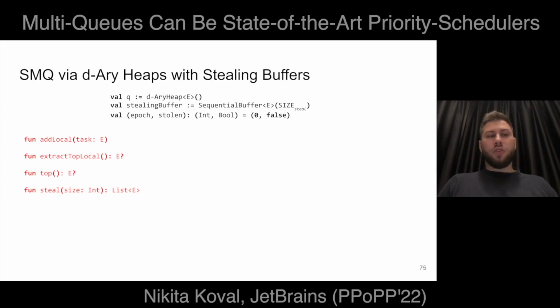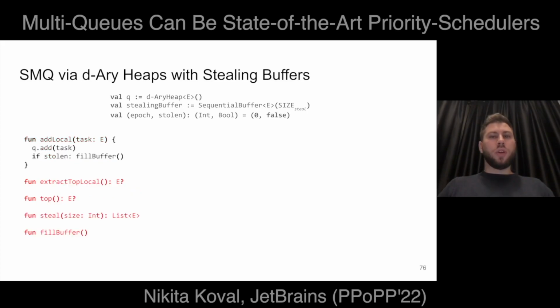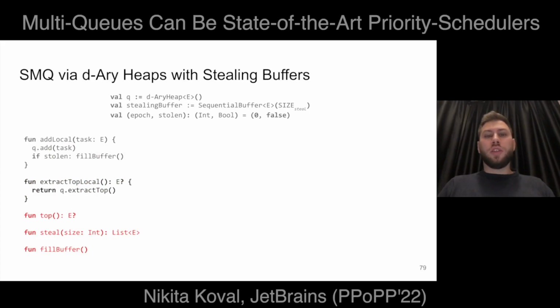And the list of methods we need to implement is now highlighted with red. When inserting a new task, we always add it to the local DRE heap. In addition, we check whether the tasks in the stealing buffer are already stolen by reading the corresponding flag and fill the buffer in this case. We'll discuss the procedure further. To extract the top element, we always delegate to the DRE heap.